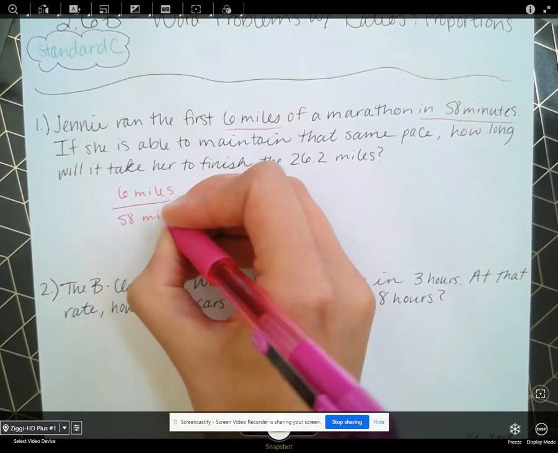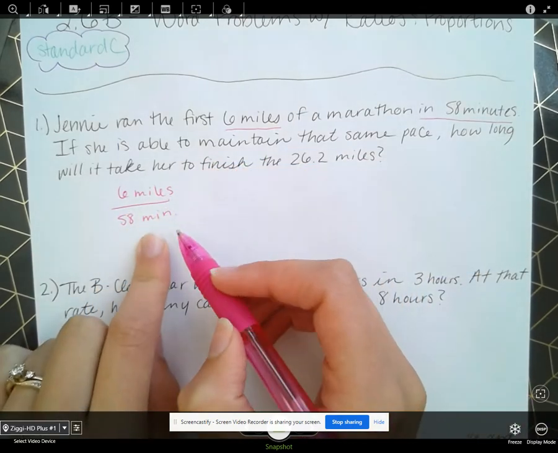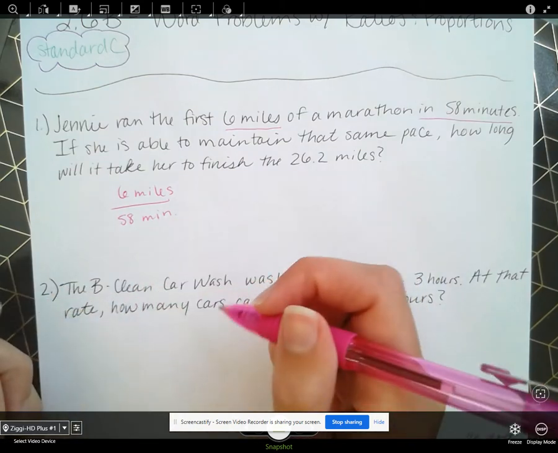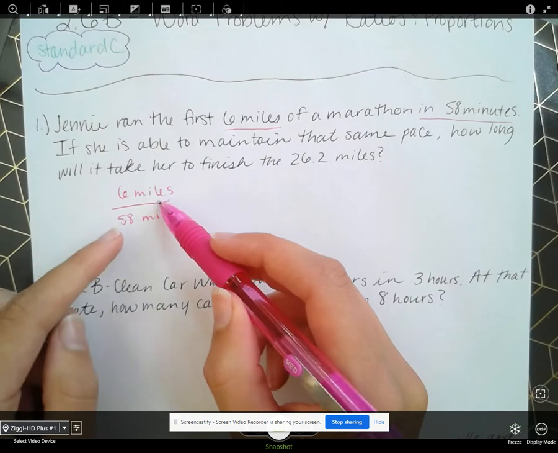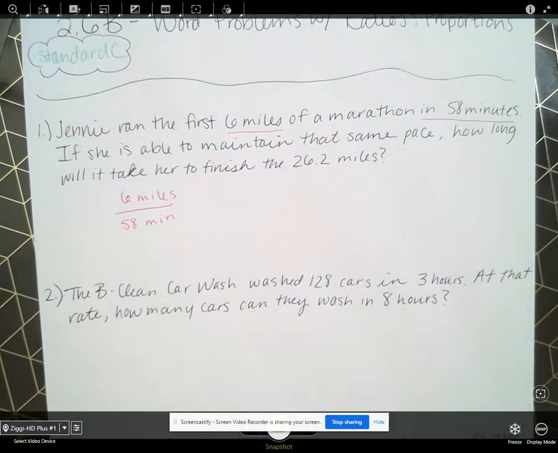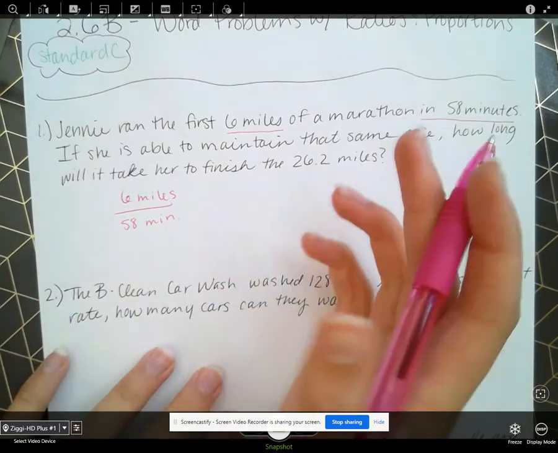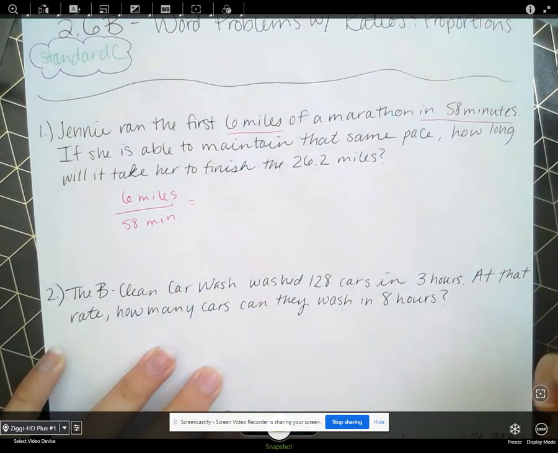I will tend to do time on the bottom. If you think of miles per hour, hours would be on the bottom. So I typically put time on the bottom. That's just me. So we have one ratio, but this is not a proportion, right? We need to find something that's equal to it.